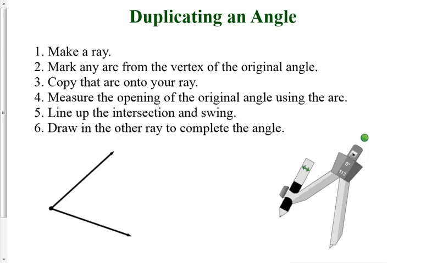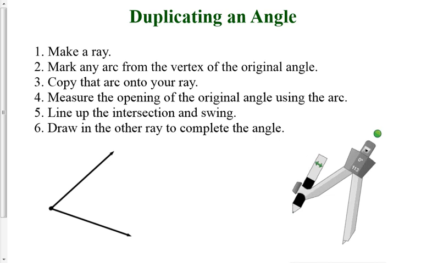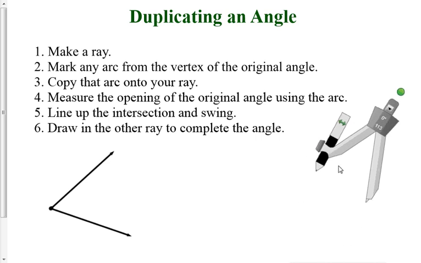All right, let's talk about the second construction, duplicating an angle. So I've listed 6 steps here to go through to duplicate an angle. So we're going to work through these 6 steps. You can see there that I have an angle already, and I have my compass. So let's get to it. Step 1, make a ray. Okay? So we would take our straight edge. I'm going to use my ray function on my smartboard. But we would take our straight edge and we would make a ray.